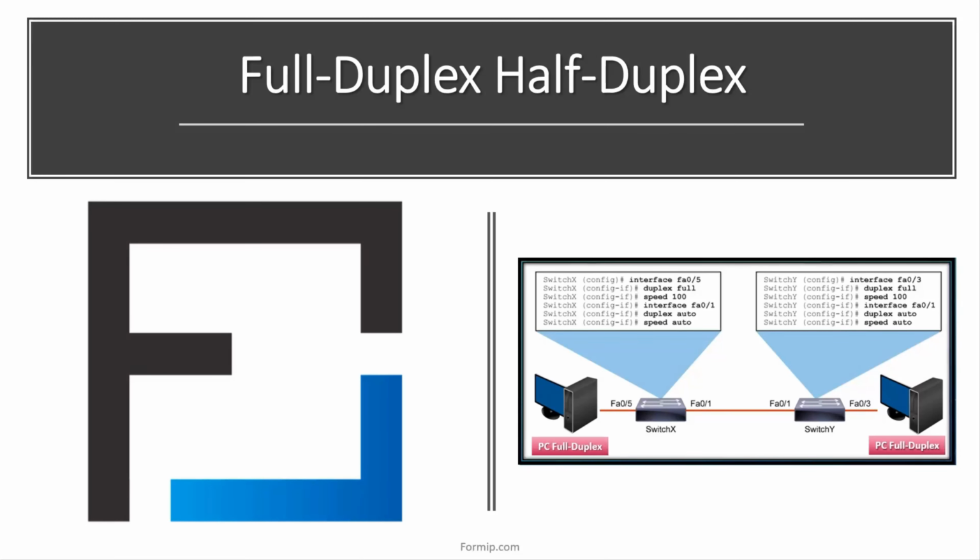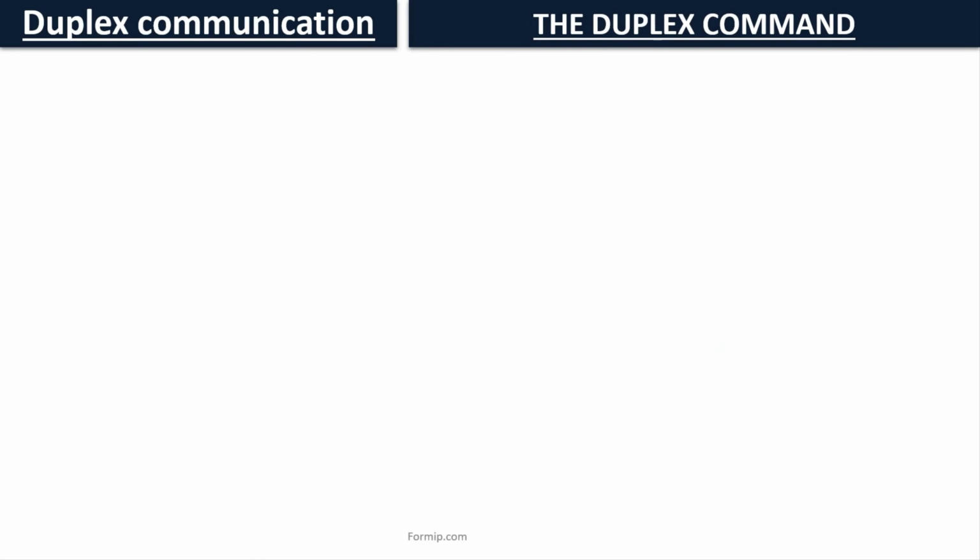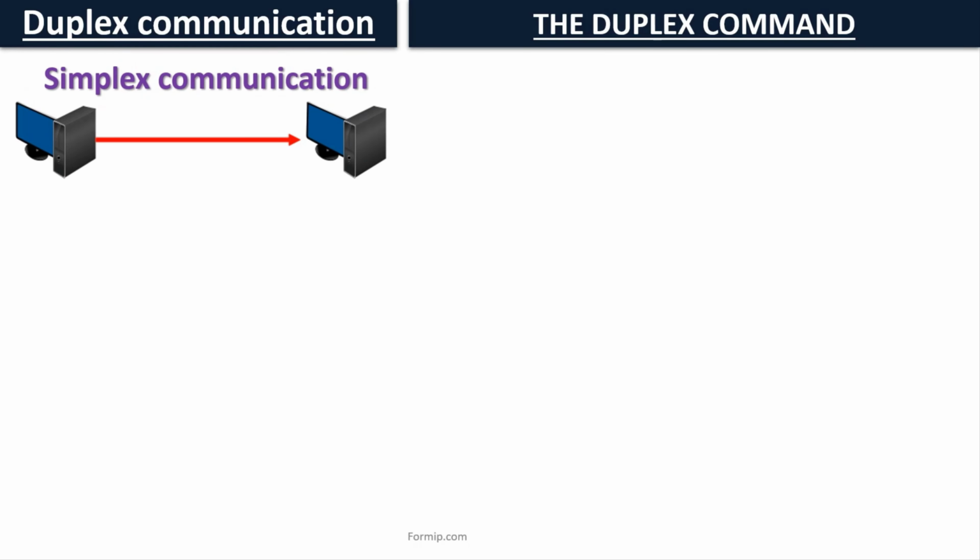In this course, we will see in detail the different types of duplex communication. The term duplex is used to describe a communication channel that can carry signals in both directions, unlike a simplex channel, which carries the signal only in one direction. There are two types of duplexes that are used for communications on an Ethernet network: the half-duplex and the full duplex.